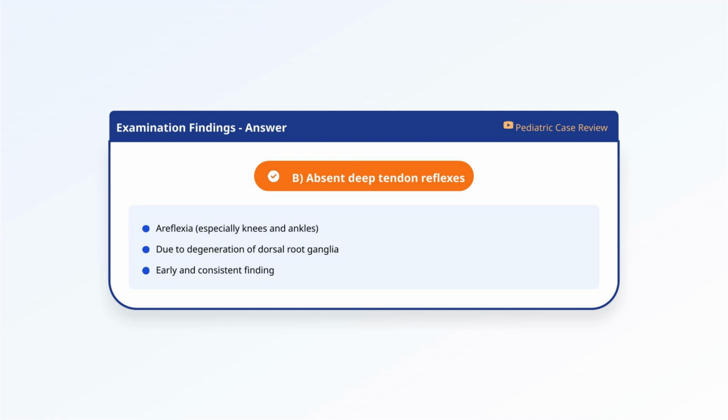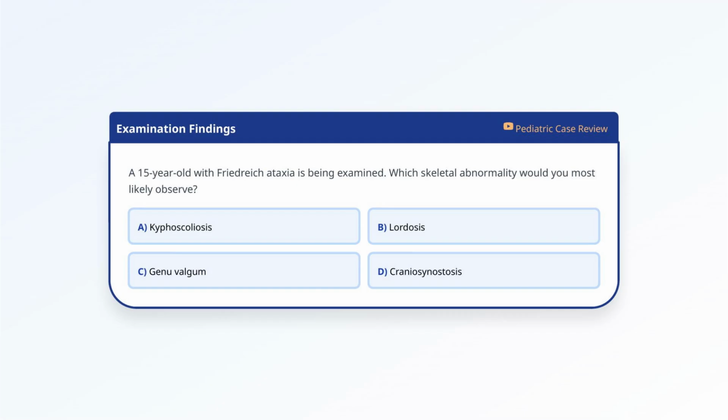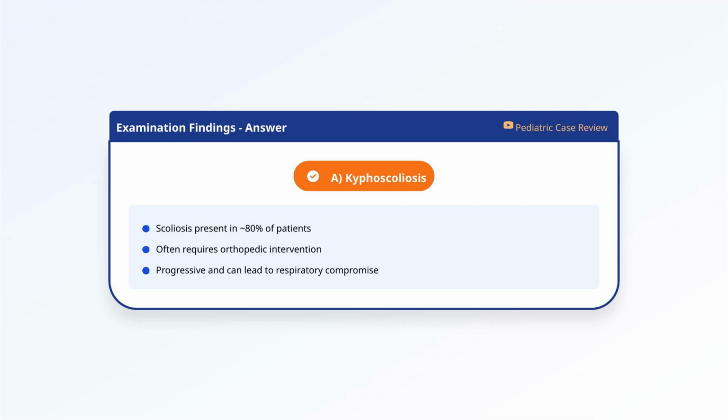cerebellar disorders. A 15-year-old with Friedreich ataxia is being examined. Which skeletal abnormality would you most likely observe? A. Kyphoscoliosis. B. Lordosis. C. Genu valgum. D. Craniosynostosis. The correct answer is A.